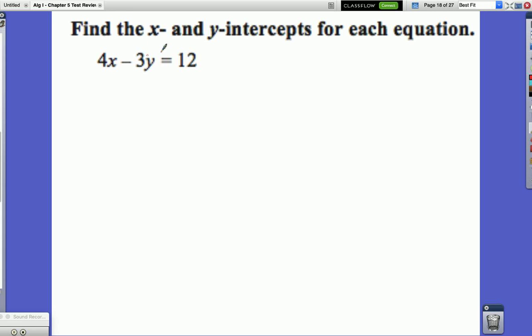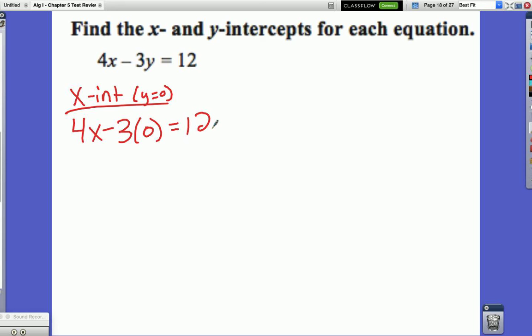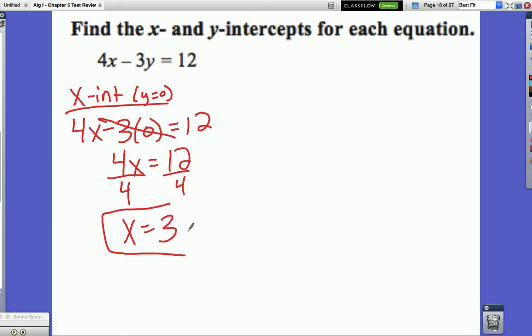This one, find the x and the y-intercepts for the equation. So to find the x-intercept, that means we have y equals 0. So we take our equation and we start writing 4x minus 3, and instead of y, we replace it with 0, equals 12. And negative 3 times 0 is 0, so we cross it out and we're left with 4x equals 12. We divide by 4, and our x-intercept is 3.